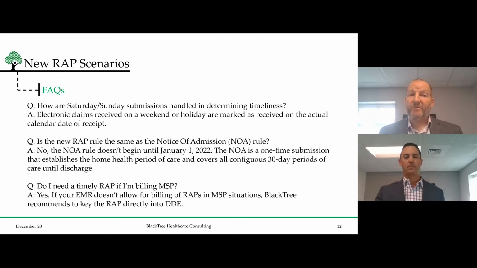This definitely becomes tricky from an EMR standpoint. And some common feedback that we've gotten is, I'm not sure from a logistics standpoint if our EMR even allows for that. So if your EMR does not allow for billing of wraps when you have Medicare listed as a secondary payer, our recommendation there would be to key those wraps directly into DDE, make sure they get in, again, within those 5 days, so that if you do have a situation where you need to bill down the road, that you have that timely wrap submitted.